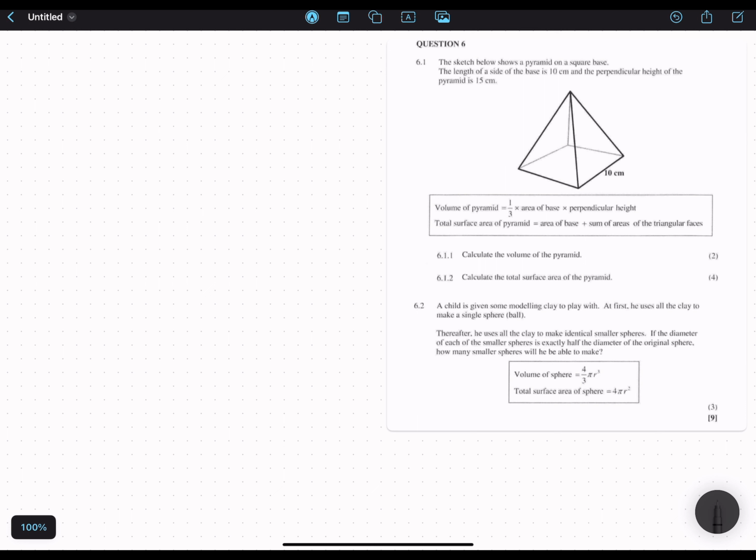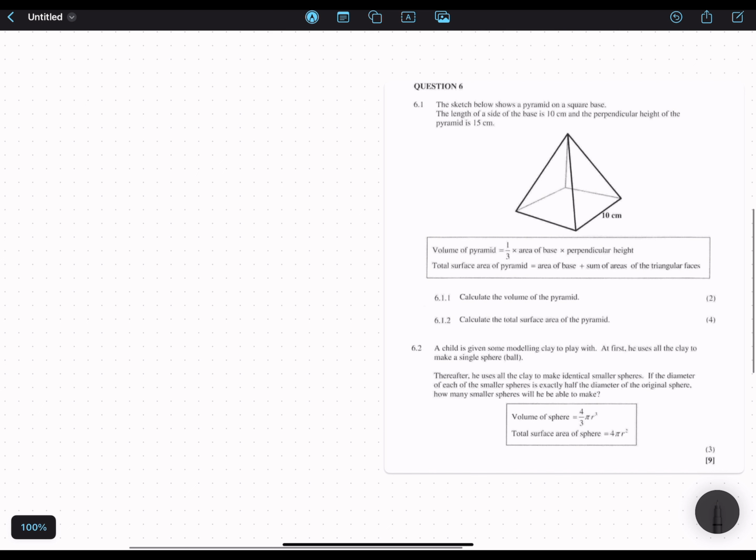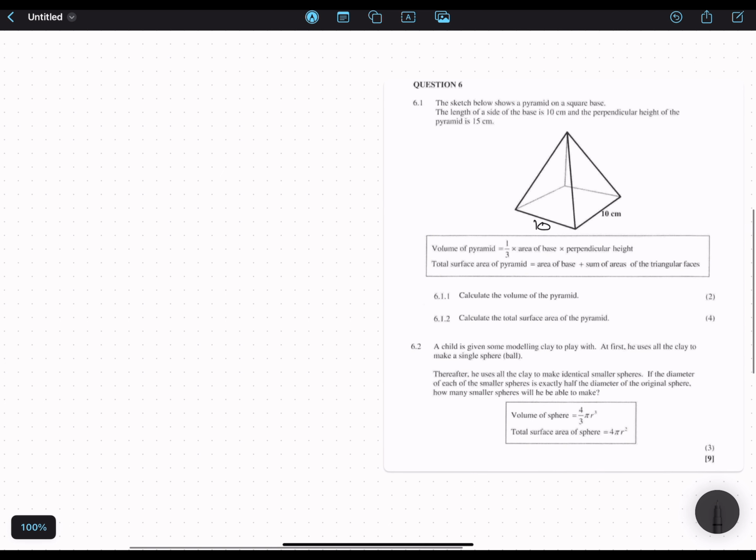So in today's video we're going to be solving this question. We are given that the sketch below shows a pyramid on a square base. So we have a square base. That means already we can see that in a square, if this length is 10, then this one will also be 10. All the sides of the square are equal. So the length of the side of the base is 10 centimeters.